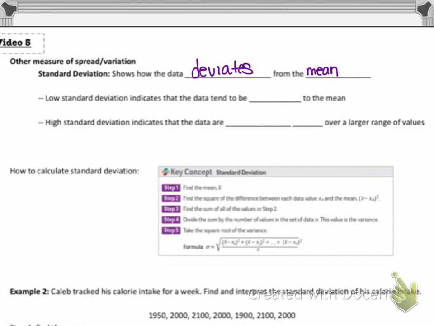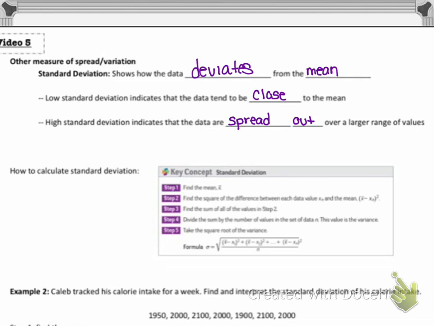So when we have a low standard deviation, that tells us that the data tends to be quite close to the mean. So that means our range is quite small, therefore all the numbers are close to the mean. If we have a high standard deviation, that indicates that the data is more spread out and therefore further away from the mean.